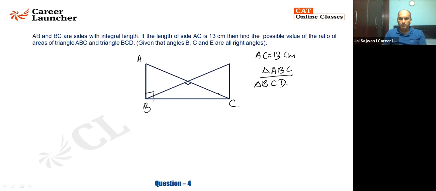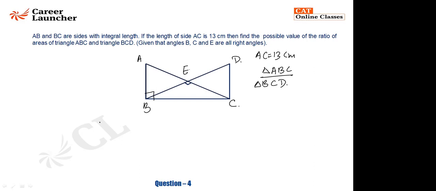Angle B, angle C, angle E are all right angle. As I said, you need to just check the similarity of the triangles here. If you are able to find out the similarity, it will be a very easy question for you. Fine. Okay, now you try it.